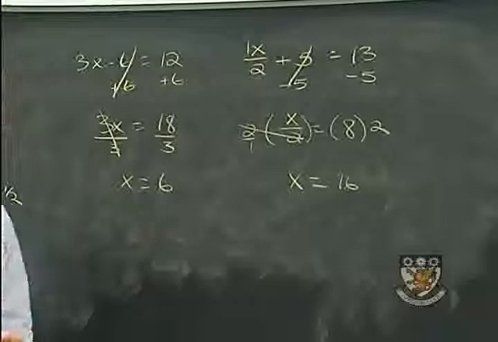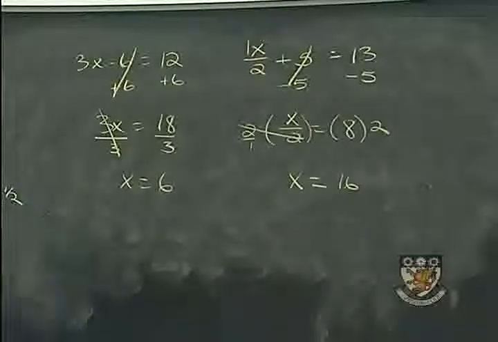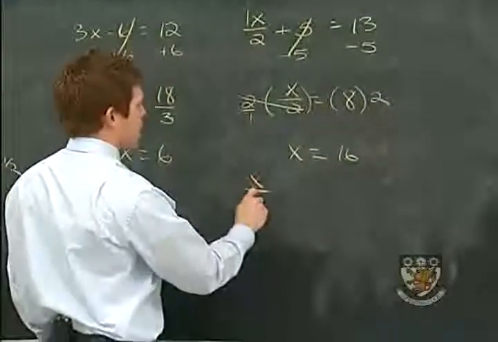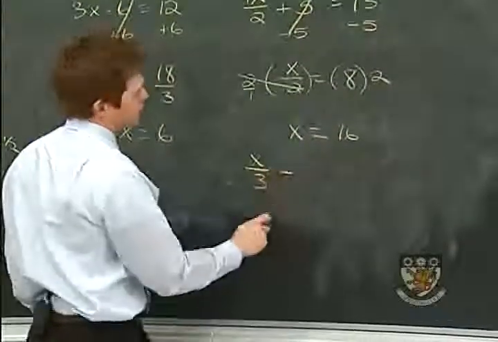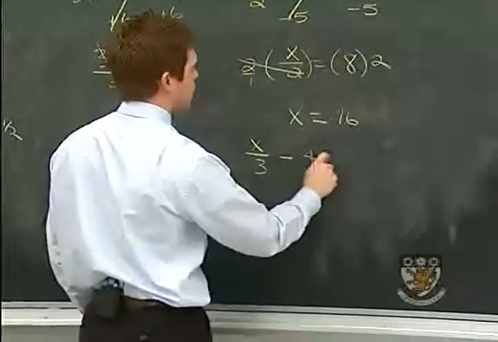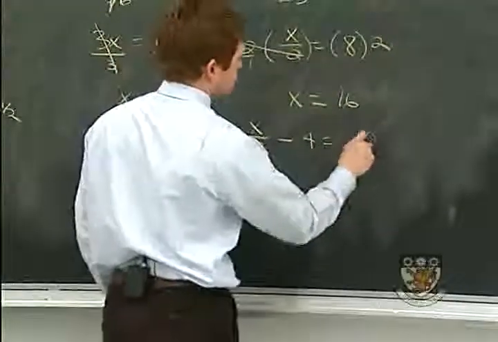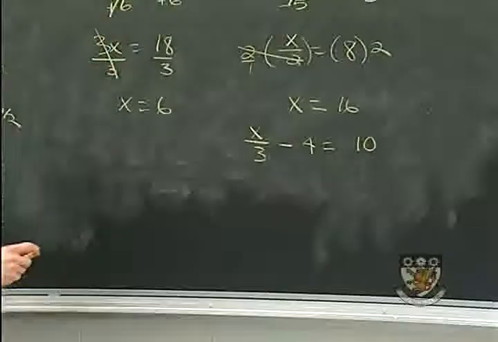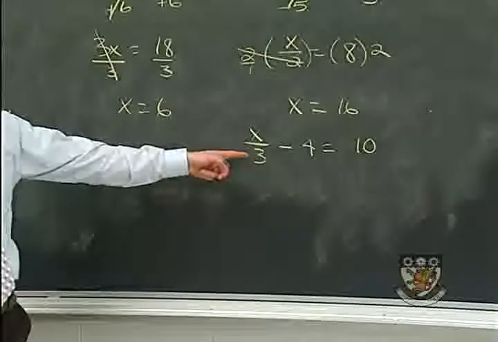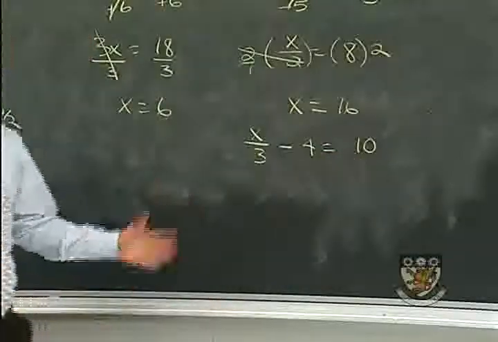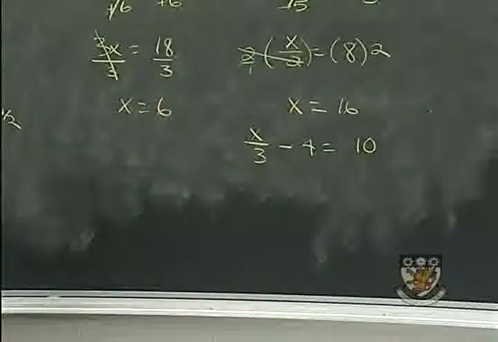Let's try another one of those with a fraction, because I know that can be confusing at times. X over 3 minus 4 is equal to 10. This is asking what number, when I divide it by 3 and then subtract 4 from it, equals 10. That's all they're asking whenever you deal with these type of questions.